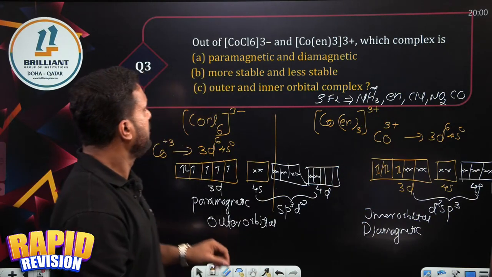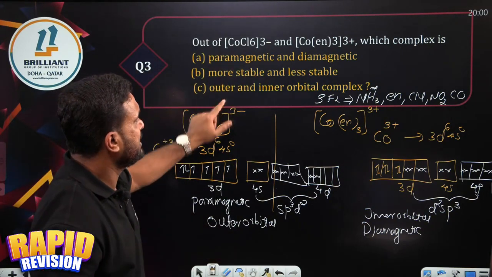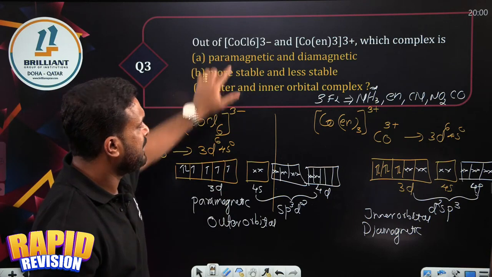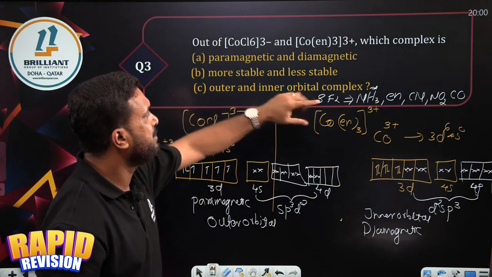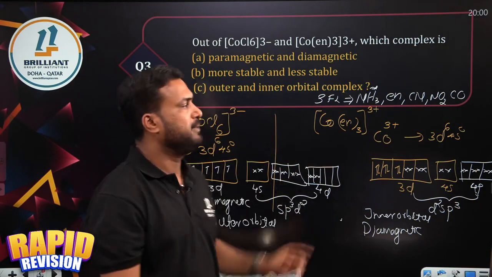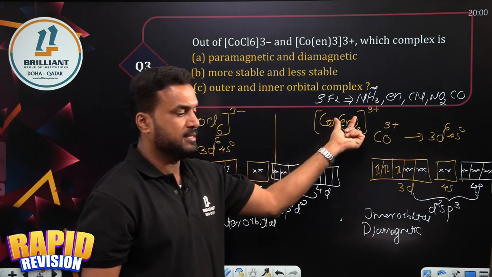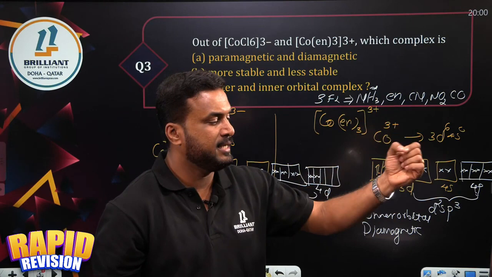Okay, Aravind. So based on that, this type of question you can expect. We explained everything. Which is paramagnetic? This one. Which is diamagnetic? We got. Which is more stable and less stable? That we can explain based on which one? En. Yes, EDTA or CO.